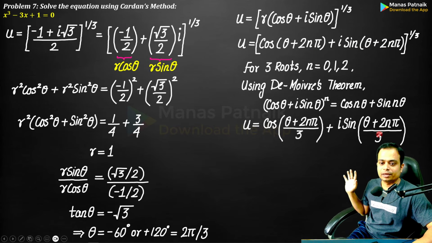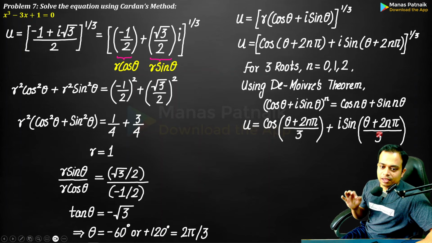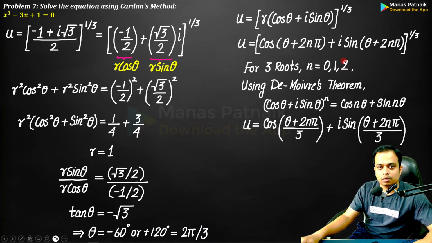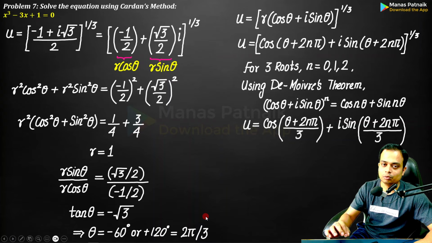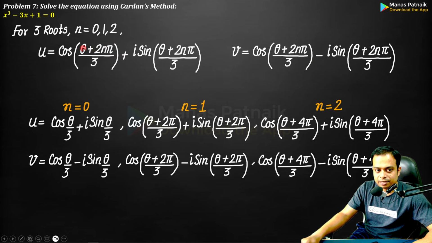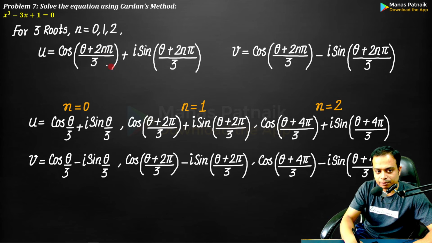Let me do the substitution quickly. Done. We are now left with just plugging in the value of n as 0, 1 and 2. Also, we need to plug in the value of theta as 2 pi over 3, which I am going to do in the next 2 slides. Watch this. When n is equal to 0, theta by 3 remains. If n is equal to 1, what remains is theta plus 2 pi over 3. When n is equal to 2, what remains is theta plus 4 pi over 3.